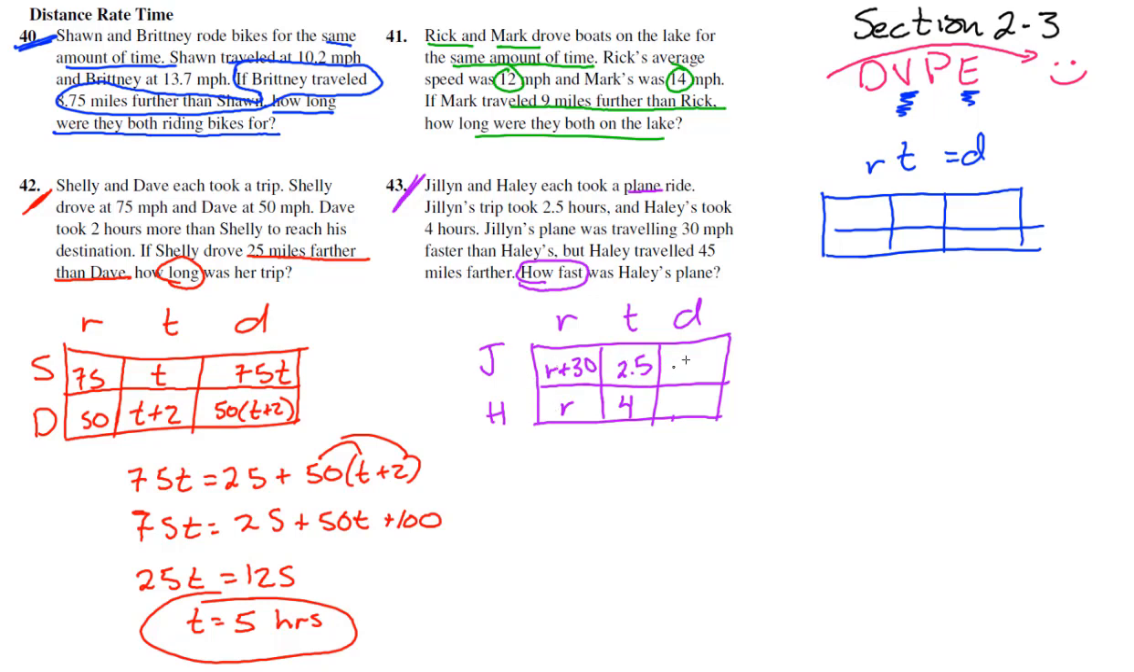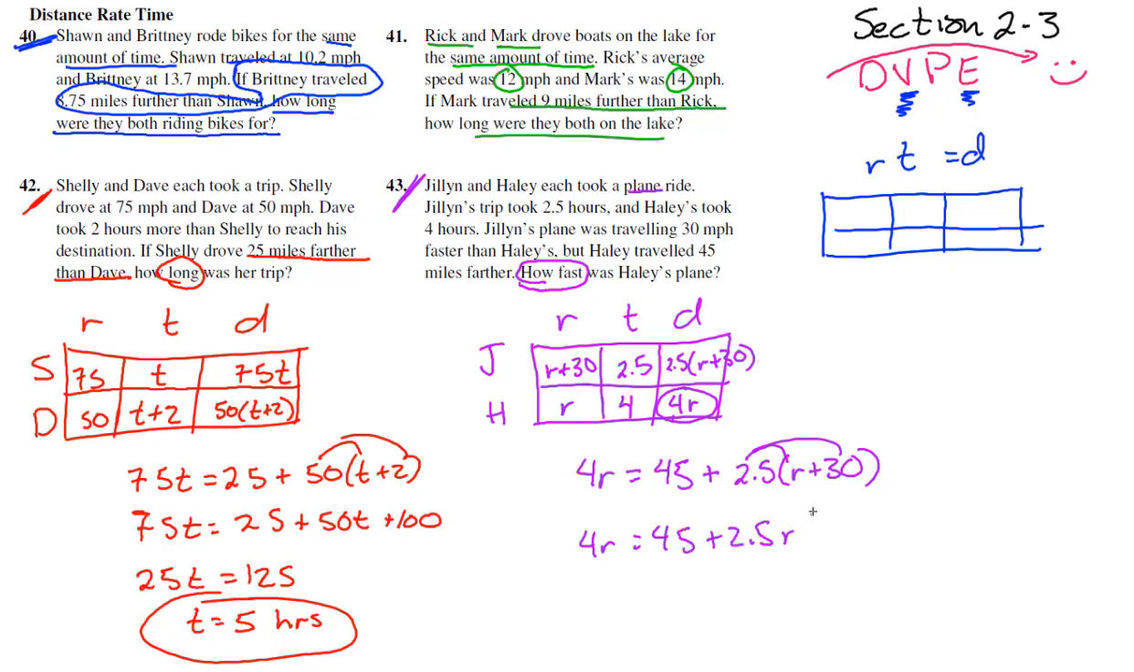Okay, so let's continue to fill it out. So this is 2.5 times R plus 30, and this is 4R. All right, and let's get an equation. Haley, this distance right here, 4R, is 45 more than Jalen's, 2.5 times R plus 30. And look what we have. We have an equation. It's beautiful. We get 4R equals 45 plus 2.5R plus, oh shoot, what is that, 75? Yeah, good.